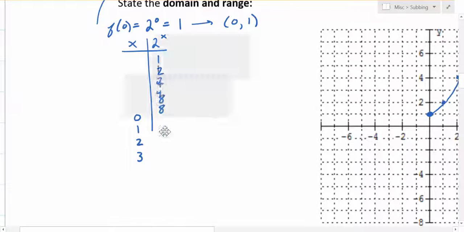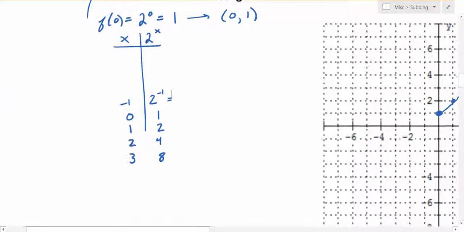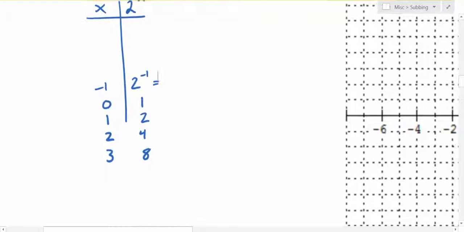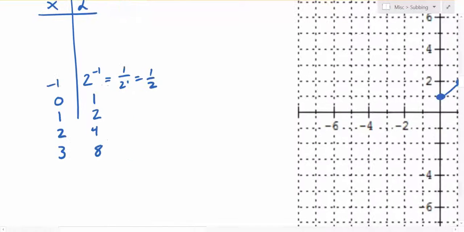So let's plug in some negative x values. So if we plugged in -1, that's 2 to the -1. How do you rewrite 2 to the -1 to understand what that value is? What does 2 to the -1 mean? Yeah, 1 over 2 to the first, right? So that's just 1/2. So that point right there would be -1, 1/2. So hey, it's right there. Gets closer down. What about -2? What happens when I plug in -2?